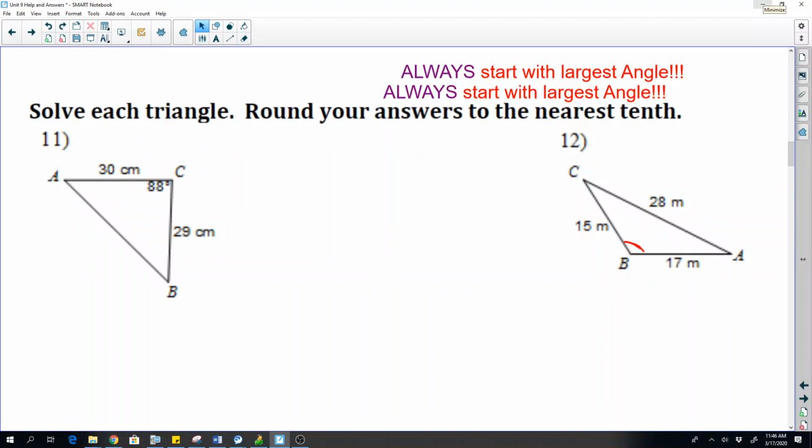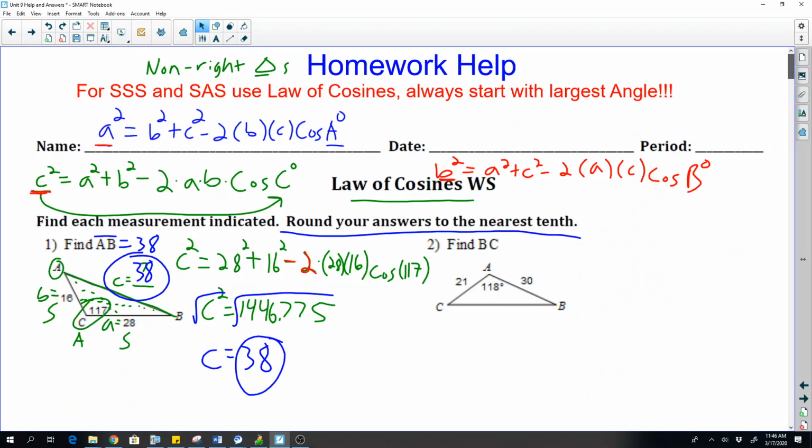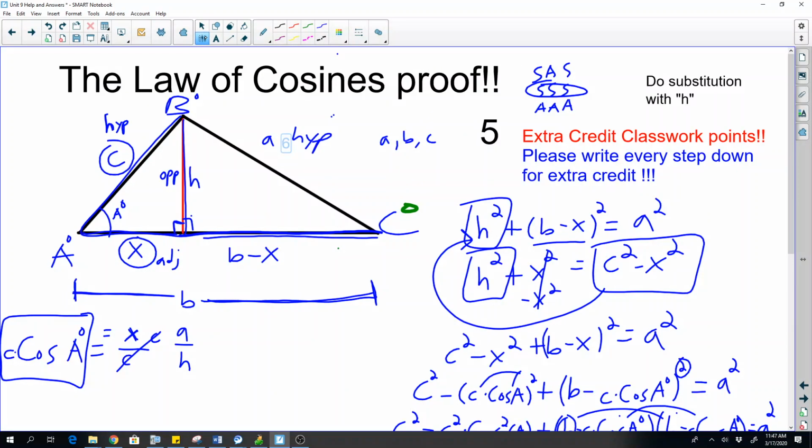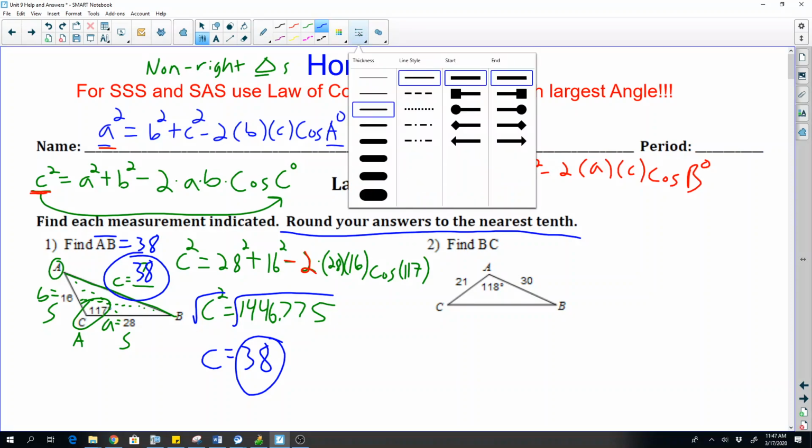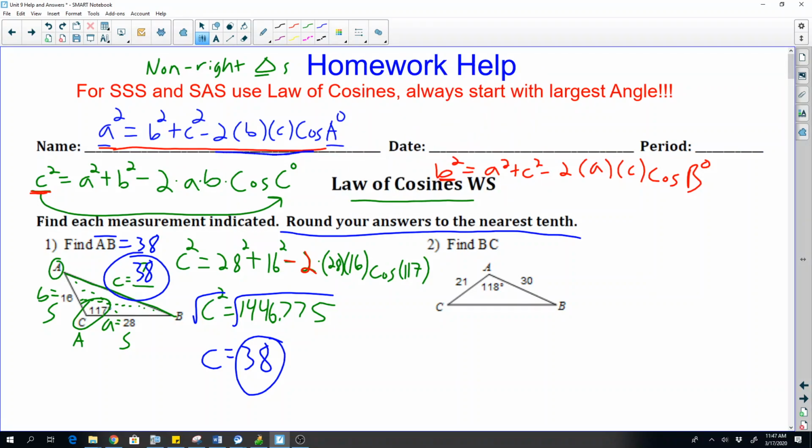So we're doing the law of cosines right now. There are our formulas that we've been using, with a squared equals b squared plus c squared minus 2bc. Whoa, there's our proof. Okay, there we go. And now we're going to go ahead and use the formulas that we came up with. So there are the formulas that we're going to use.